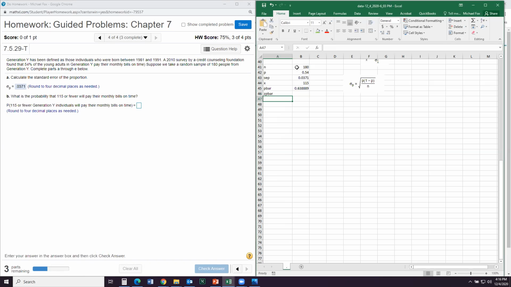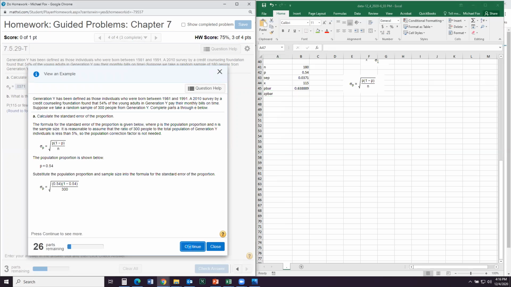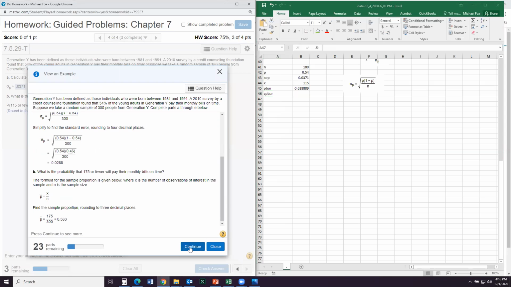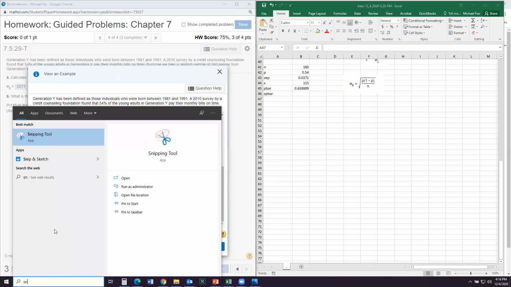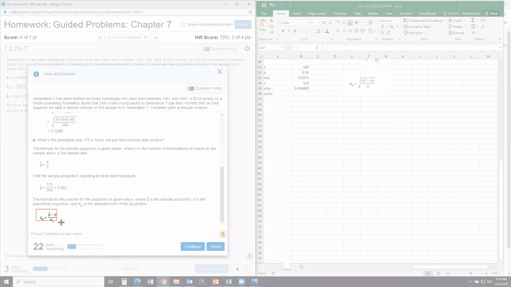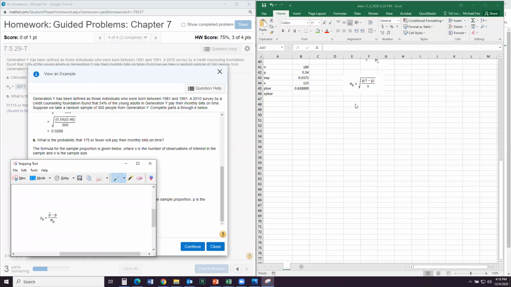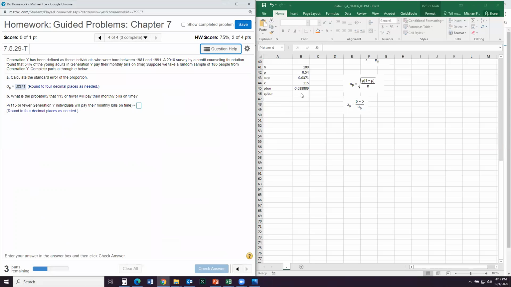Again, we're going to need a formula. I can look it up in the book, or I can go to view an example. And we'll find it right there. Z of p. Z of p sounds like a weird thing to say, huh? I'll snip that out. All right. So we're just going to call this ZP.